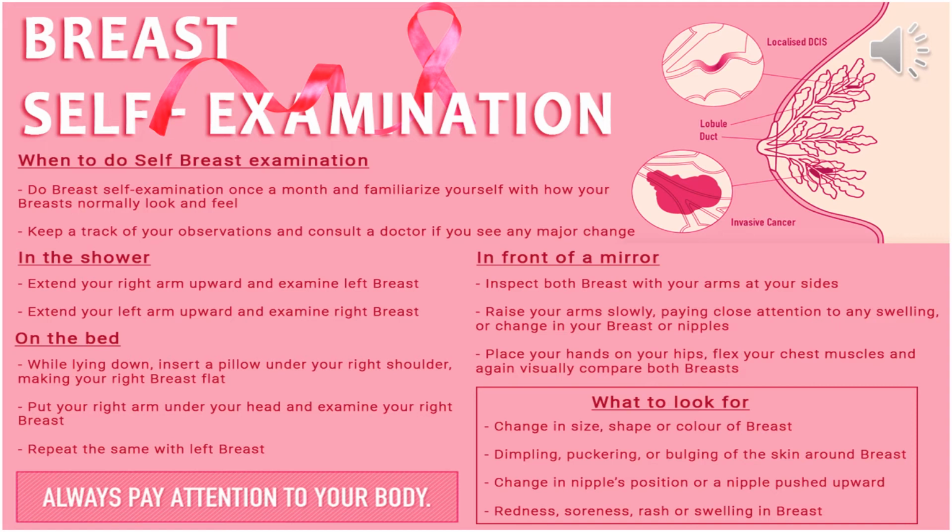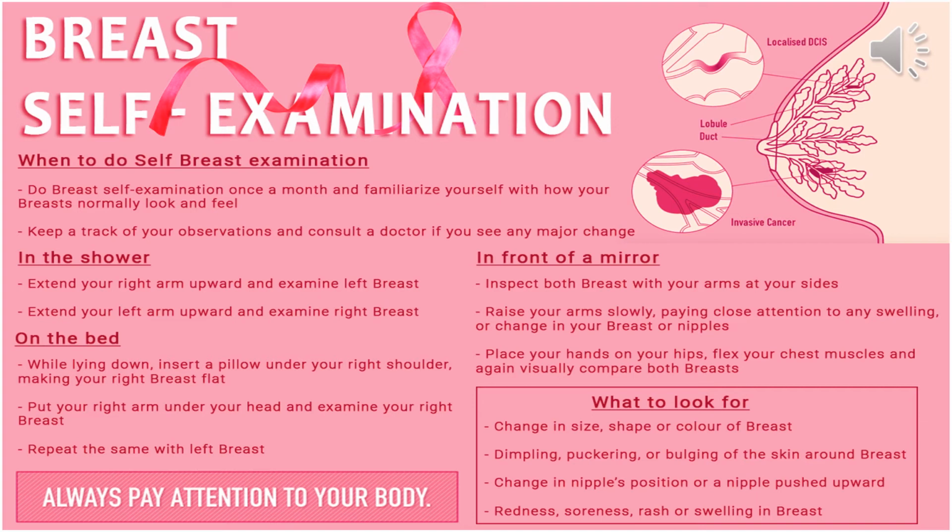You can also do this in the bed. While laying down, insert a pillow under your right shoulder, making your right breast flat. Put your right arm under your head and examine your right breast. Repeat the same with the left breast. You can also do this in front of a mirror. Inspect both breasts with your arms at your sides. Raise your arms slowly, paying close attention to any swelling or change in your breast or nipples. Place your hands on your hips, flex your chest muscles, and again, visually compare both breasts.